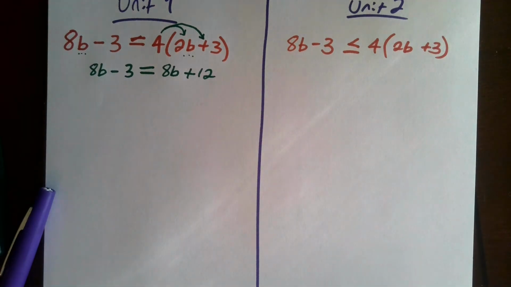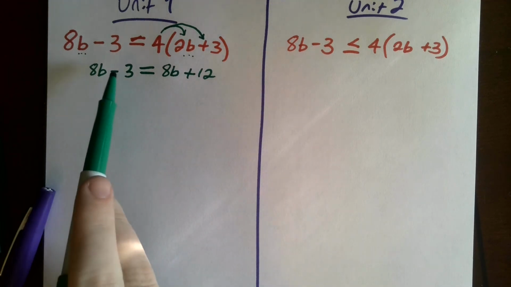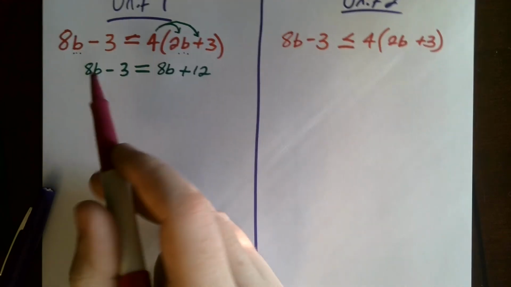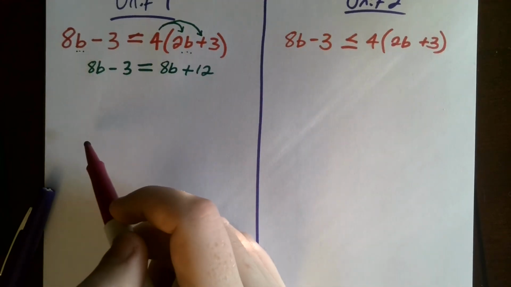From here, there's kind of two ways to do this problem. You can either start off by getting all of your whole numbers on the same side, or getting your variables on the same side. If you wanted to get your whole numbers on the same side, you could either add 3 to both sides or subtract 12. Either way, you'll end up with the same answer. But instead of doing that, I want to show the other way, by getting our variables on the same side.